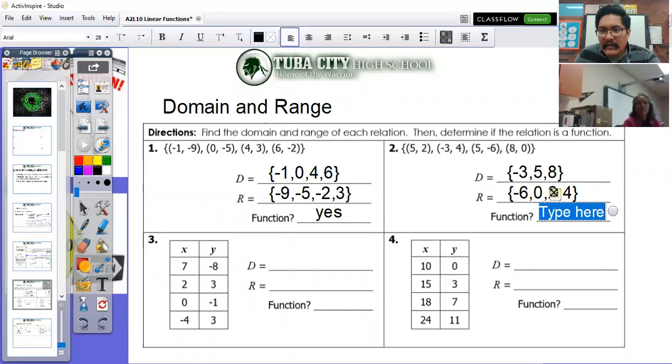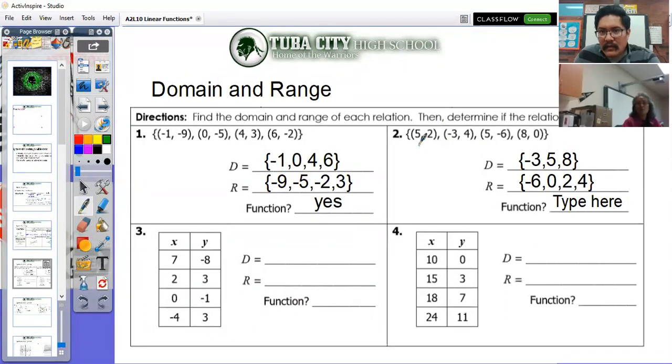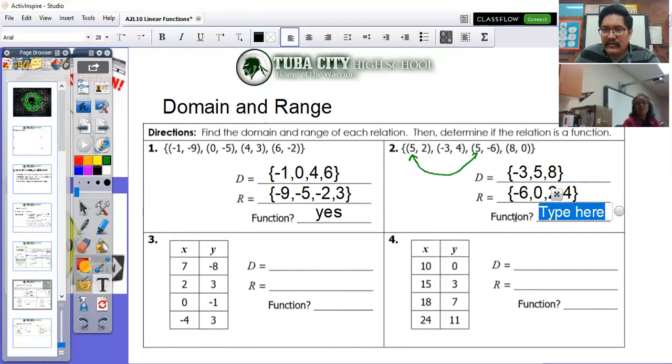Okay, and now we need to answer the question of whether it is a function or not. So in this case here, if you are paying attention, you'll notice that the 5 repeats itself. So I have the same input, but 2 different outputs, 2 different results. So in this case here, that's going to be a no. It is not a function because it doesn't quite work out. Since the x value repeats itself, that's not a function.